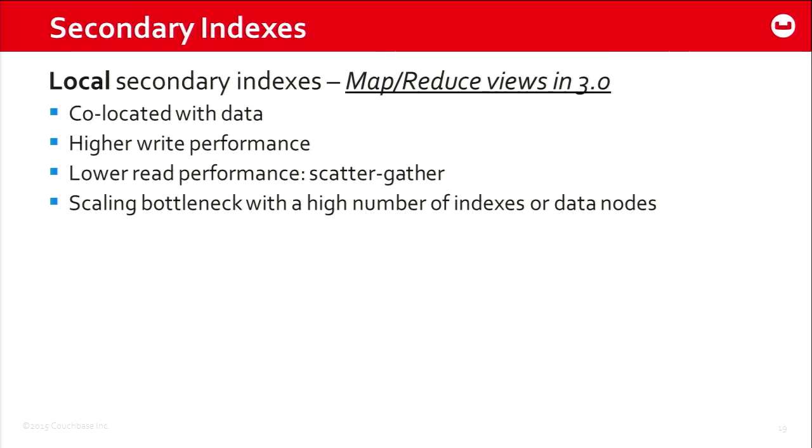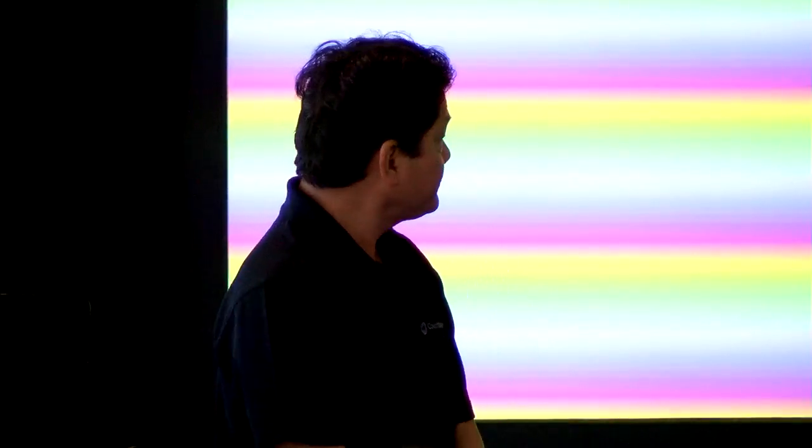Read typically suffers because we have to do what we call scatter-gather. To do a query like finding objects that meet certain criteria, you have to go to all the nodes, issue the query, and look up the index. That's what we call scatter. And then gather the results from all the nodes, combine them, and return them to the user. So under heavy load, if you have a lot of indexes and a lot of data nodes, you may hit a bottleneck with our current technology.